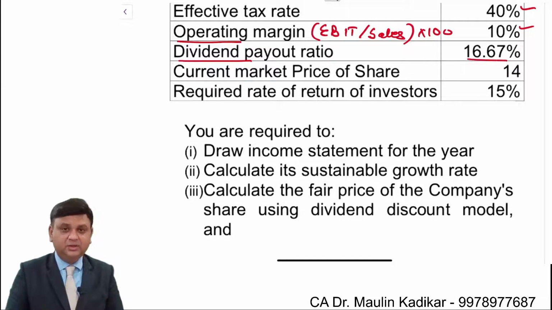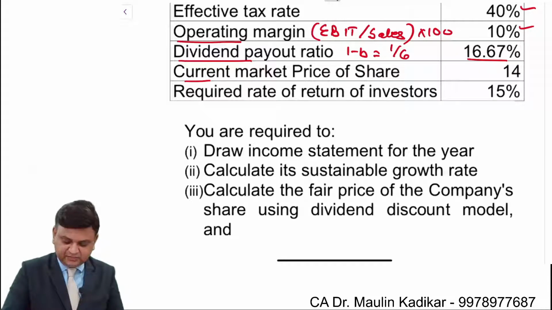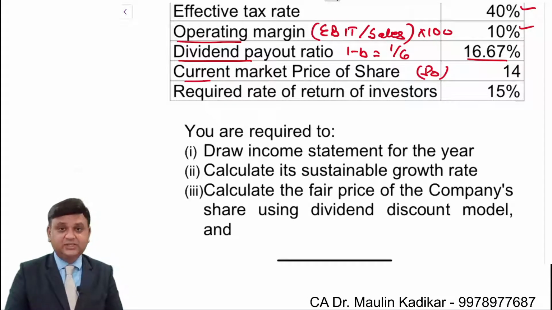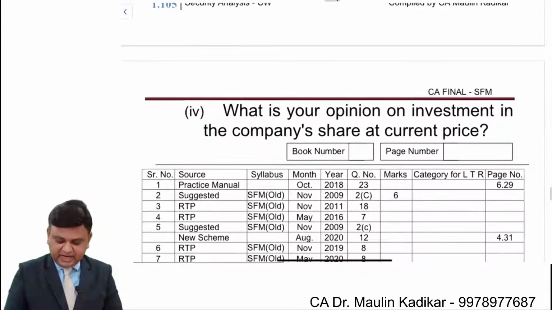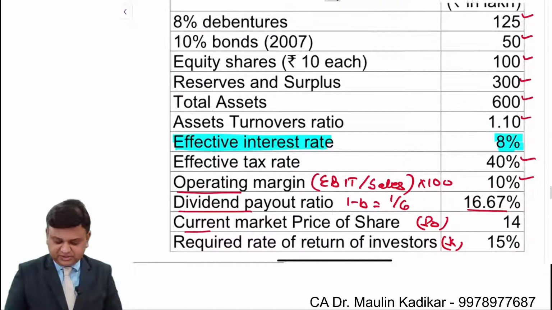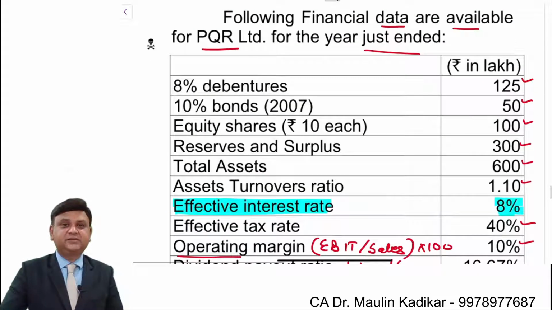Dividend payout ratio, that is 1 minus b, 16.67%, that is 1 divided by 6. Current market price of equity share P0 is given to us as 14. Cost of capital is given to us as 15%. First question is draw income statement for the year, and so on. Everybody is requested to go through the question, please.